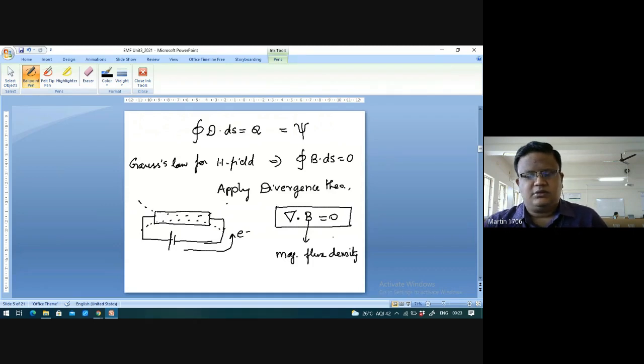So what is the closed surface area here? This conducting element, which is applied with some potential, is one closed area. In this closed area, what magnetic flux is generated? So why do we term it density? Why do we term it as a density?